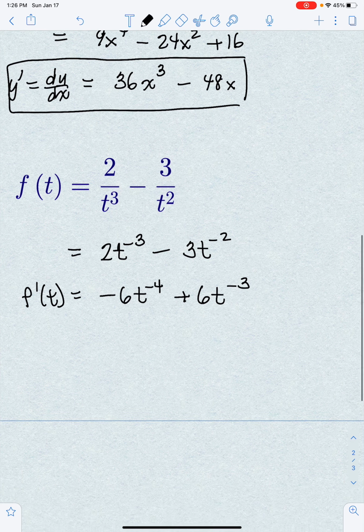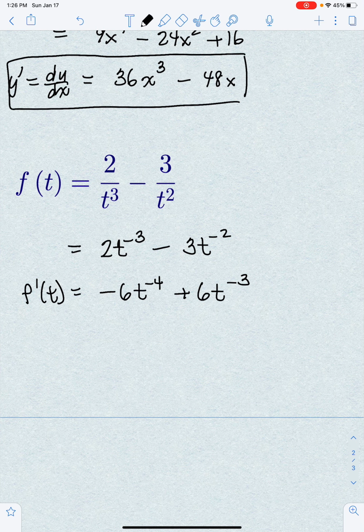And if you really want to, you can rewrite this in terms of positive exponents. Again, not necessary, but it does help with familiarity when we're dealing with the expression later, having to plug values in and such. We could write this as negative 6 over t to the fourth plus 6 over t to the third. And admittedly, that actually does look prettier. So either one of these expressions would again be acceptable unless you're given some kind of instruction.